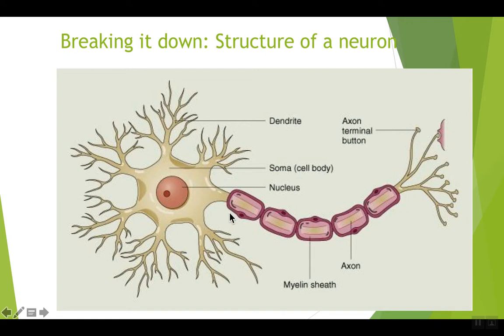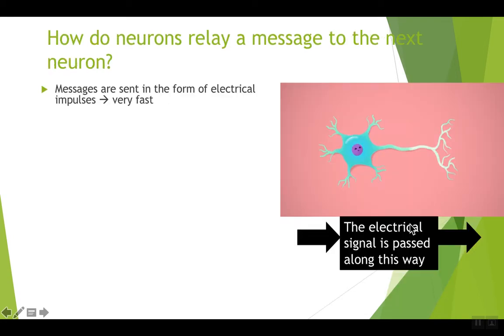Many nerves also have a myelin sheath. Now the myelin sheath is necessary for speeding up the nerve impulses, so it allows the nerve impulse to travel more quickly down it. When we are sending a message, we're sending it in the form of electrical impulses, which means it's very fast. It's not electricity as it flows across a wire, but it is a charge differential.